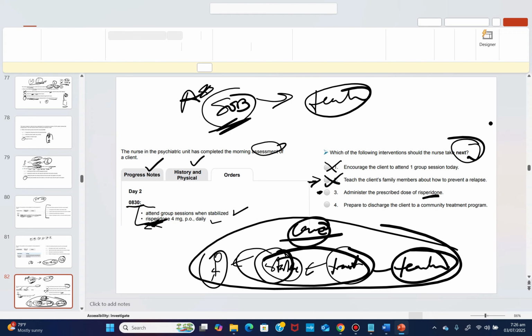The patient is not stable, so you need to stabilize the client before you discharge them. Even to go to a group session, the doctor is telling you that you should make them stable before you take them to group session. So you will not tell me you are discharging your client to the community? Nah, this is definitely wrong. So definitely, the answer is 3.